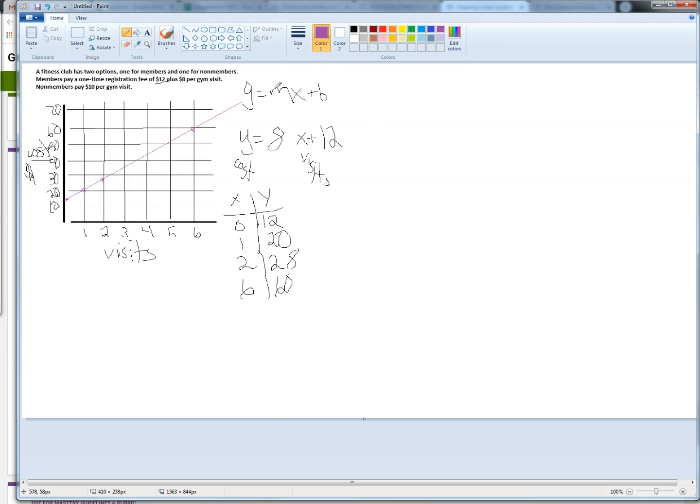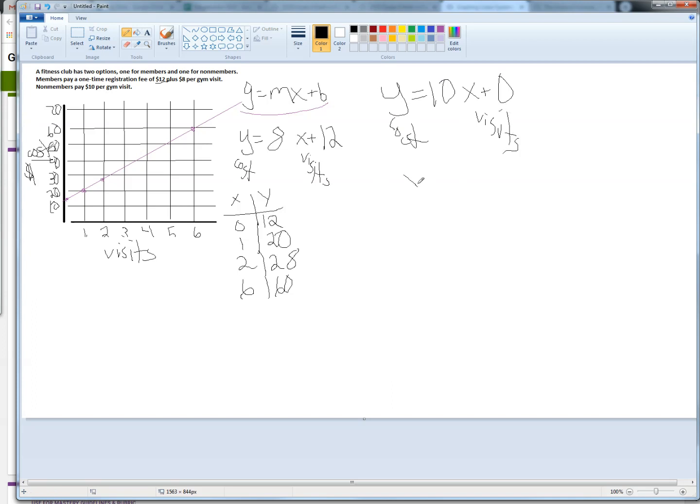non-members. So non-members, again, we're taking this equation, y equals mx plus b. So non-members, they do not pay a registration fee. So there's no y-intercept. The y-intercept is just going to be 0. Y equals blank times x plus b. So the y-intercept is 0. There's no registration fee. And every time you visit, you pay $10, because y is the cost and x is the number of visits.